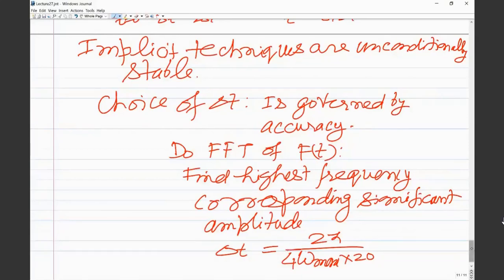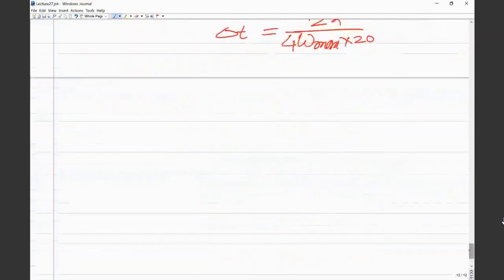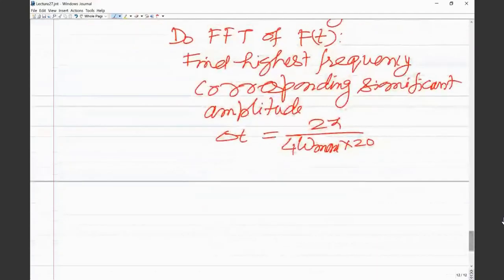So this is one approximate way of finding delta t. If you directly know the highest mode participation, then you can simply take 2 pi by omega max divided by 20. But this omega max is the highest frequency of the forcing function, so you can get it like this.